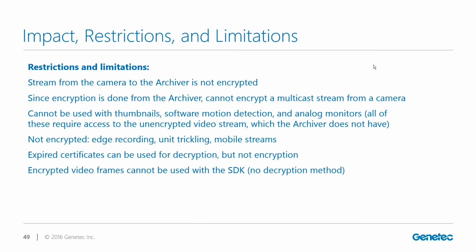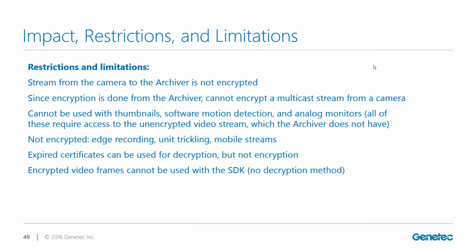That means basically the stream is going directly from the camera to the client, and it's bypassing that whole encryption part right there. I also mentioned that the archiver needs to have the private key to actually decrypt the video, which we don't want it to have. It's only going to be on the workstations. So that means that we can't use this if we want to use thumbnails, if we want to use software motion detection, and if we want to use analog monitors, because all of these functions require access to the unencrypted video stream, which the archiver doesn't have. So that's something to bear in mind if you're looking at using this feature.